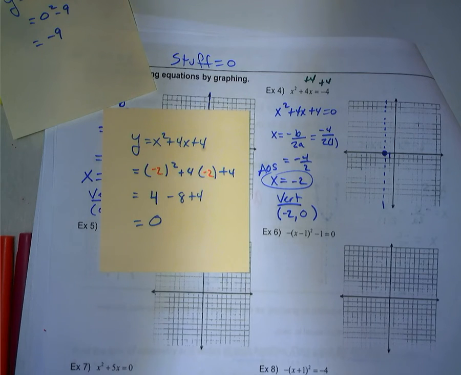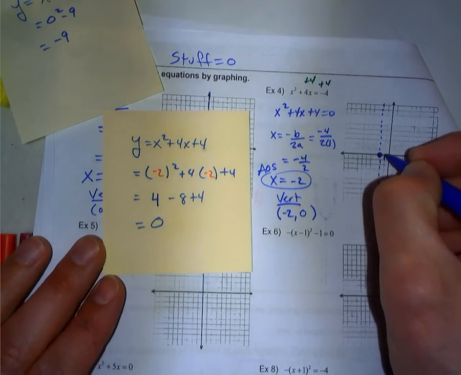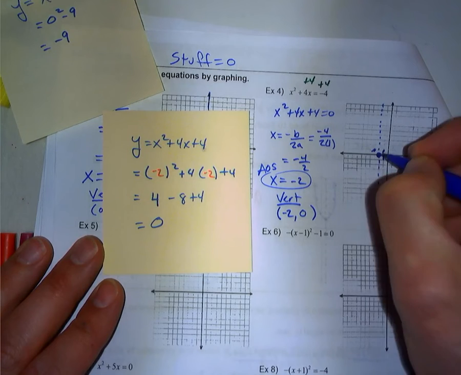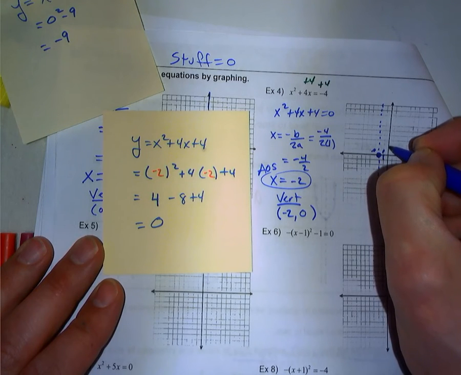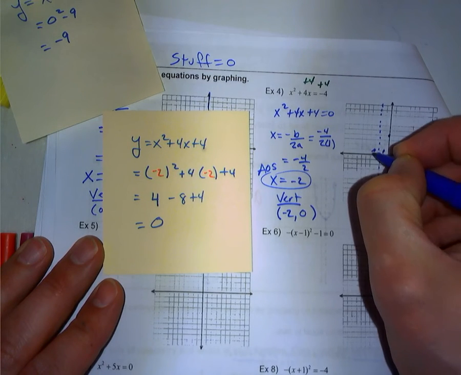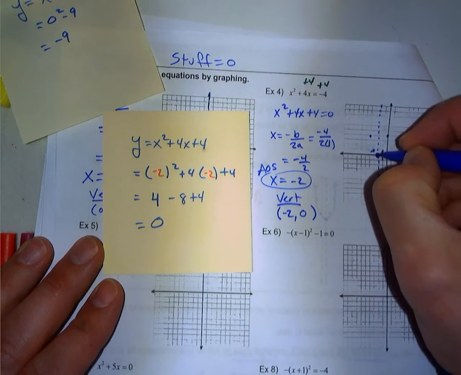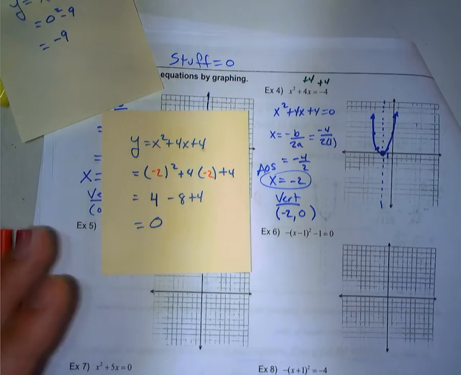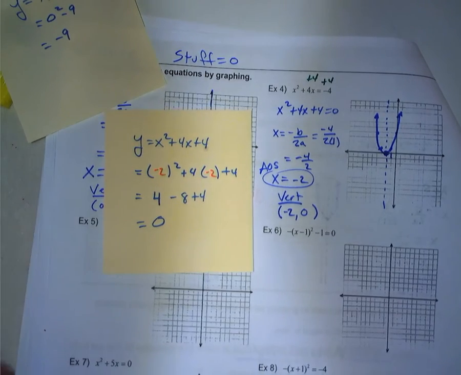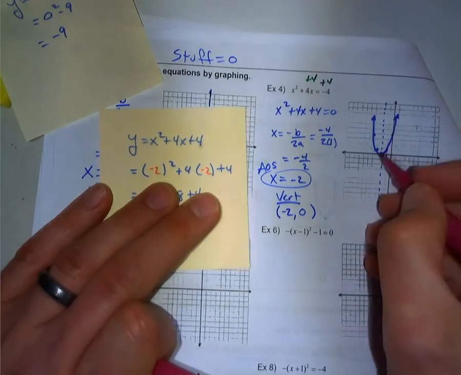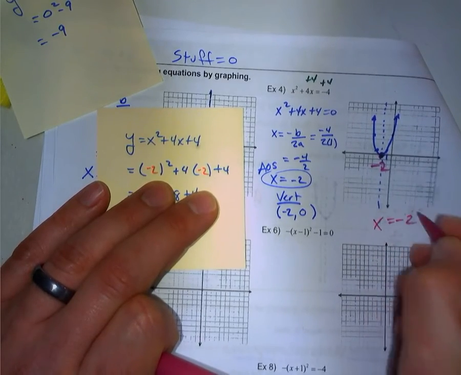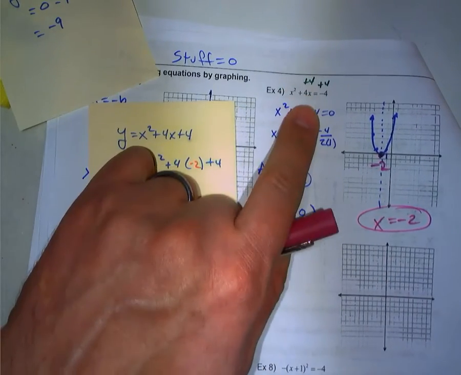We graphed the rest of this thing, right? Over 1 up 1, over 1 up 1, over 2 up 1, 2, 3, 4, over 2 up 4. Does this thing touch across the x-axis? You betcha. That's the vertex right there. X equals negative 2 is the solution for this.